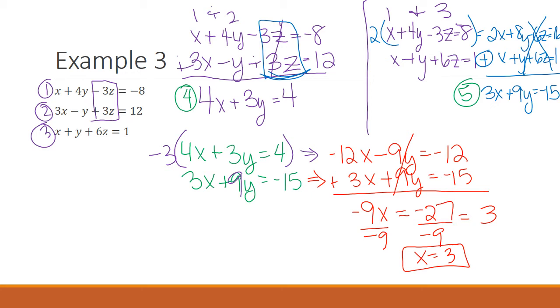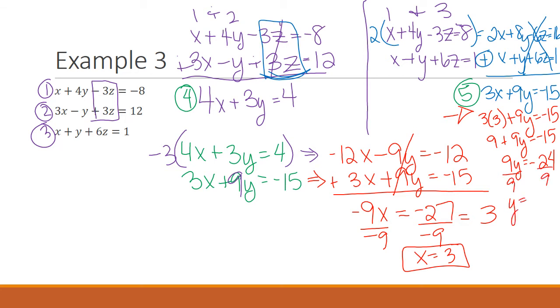You can plug that x into either of your previous equations. So I'll just go right here. 3 times 3 plus 9y equals negative 15. So that would be 9 plus 9y equals negative 15, which would be 9y equals, let's see, subtract 9, negative 24, and then divide by 9. So y equals negative 24 over 9. Those are both divisible by 3. You'd get negative 8 over 3.